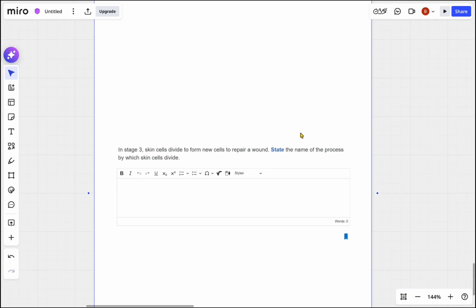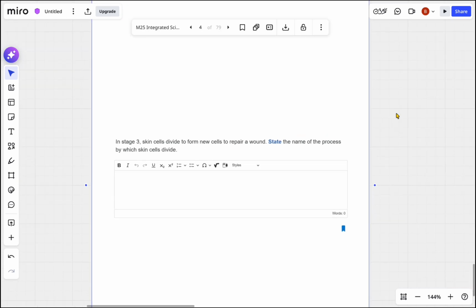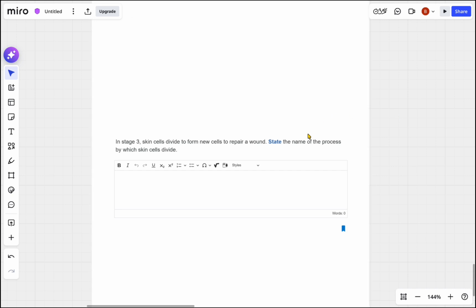Let's just move on to the next page. Let's just read the question. In stage 3, skin cells divide to form new cells to repair a wound. State the name of the process by which skin cells divide. Is this a state question? So it's really easy. The process by which skin cells divide is called mitosis.